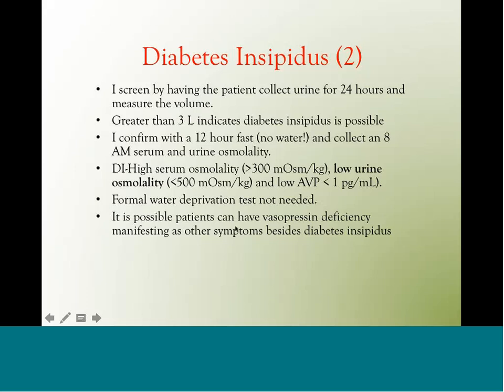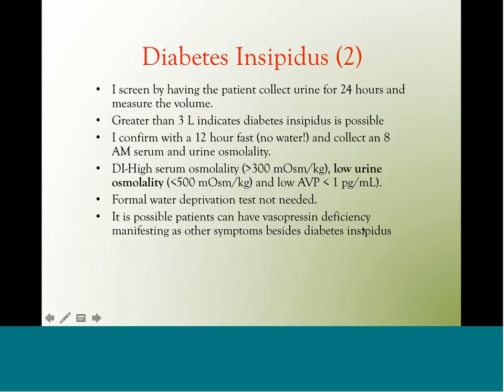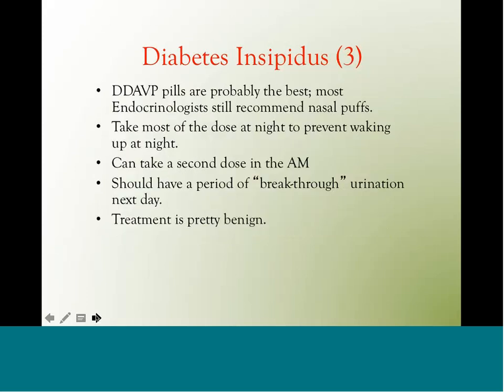Somebody can have vasopressin deficiency with other symptoms. We talked about the different receptors, and a patient can have other symptoms of vasopressin deficiency besides diabetes insipidus that may not show up on this water deprivation test. So what do you do if you fail the water deprivation test and have diabetes insipidus?